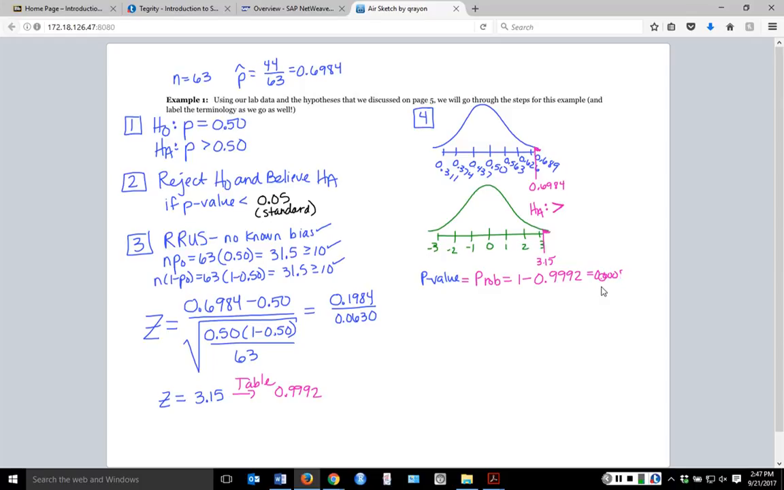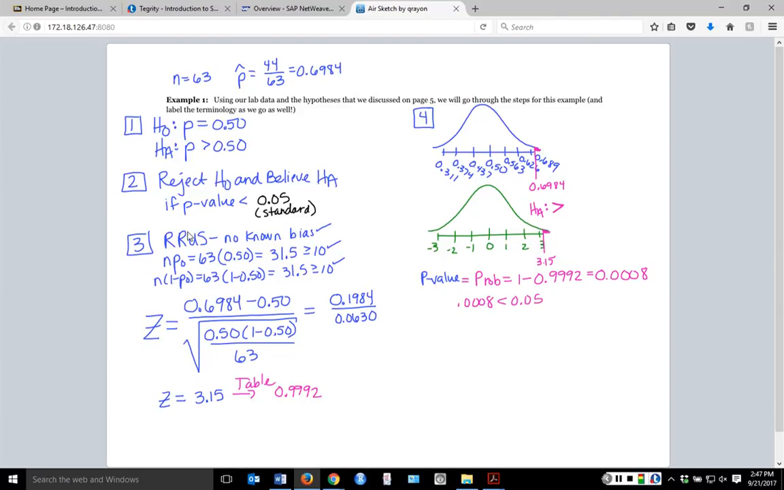That looks a little messy to you all, so I'm going to rewrite that. Okay, all the math is done up to here. Now that I have my p-value, I'm going to go back here to step 2. So it is 0.0008, less than 0.05. Well, yes, it's less than that.